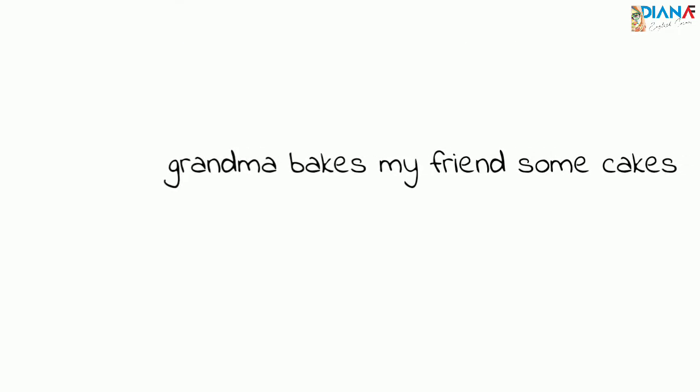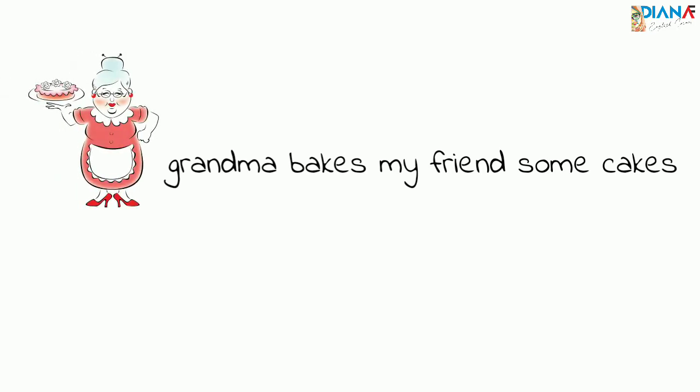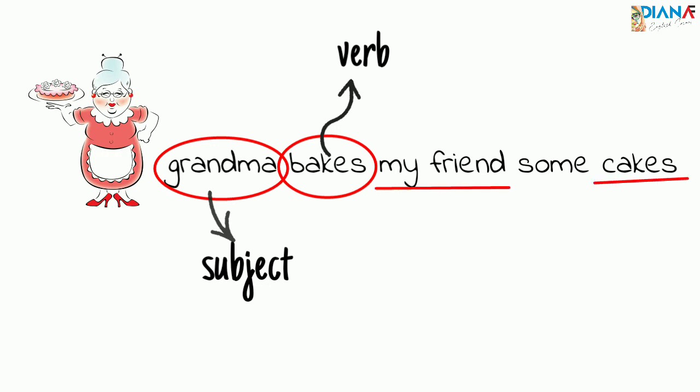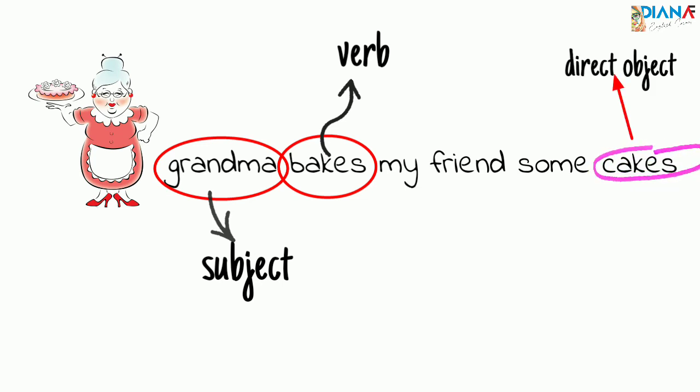For example, Grandma bakes my friend some cakes. Let's identify the subject and the verb in the sentence. So our subject here is Grandma and our verb is bakes. Now identify the direct object. But the problem is there are two objects here, my friend and cakes. Well, if we still remember how to identify the direct object, we can ask a question with what or whom. So we can use, what does Grandma bake? The answer is some cakes. So our direct object is cakes.